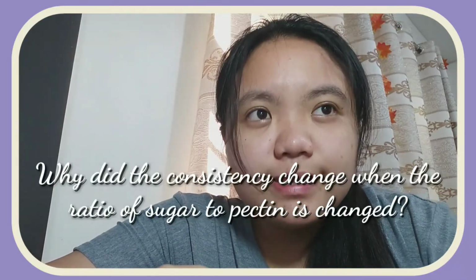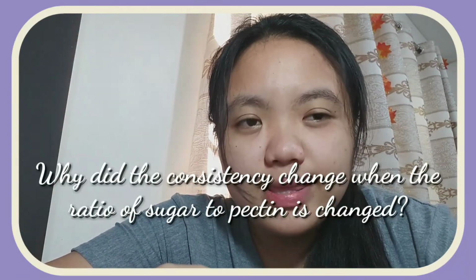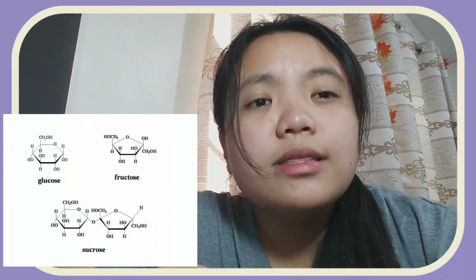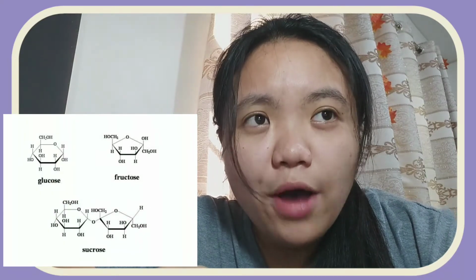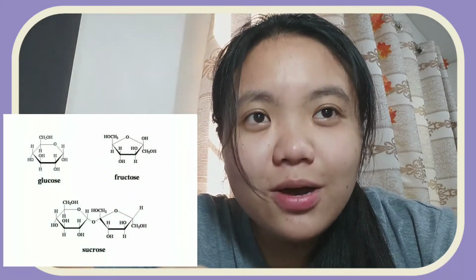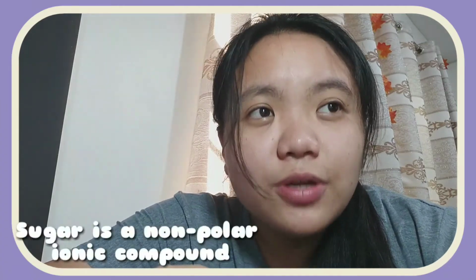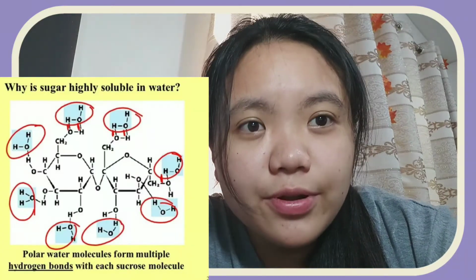Why did the consistency change when the ratio of sugar to pectin is changed? First, let us explain what sugar does when cooked with pectin. The sugar, or the sucrose, is the one that will increase the junction formation, or increase the strength of the gel. How does it do this? This is because sugar is a polar compound and it attracts the water from the pectin using its many functional groups. It forms hydrogen bonds with water.